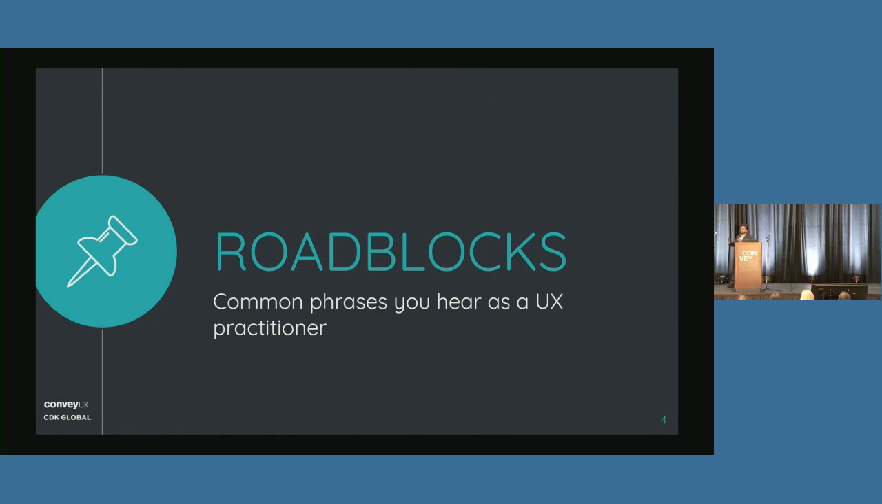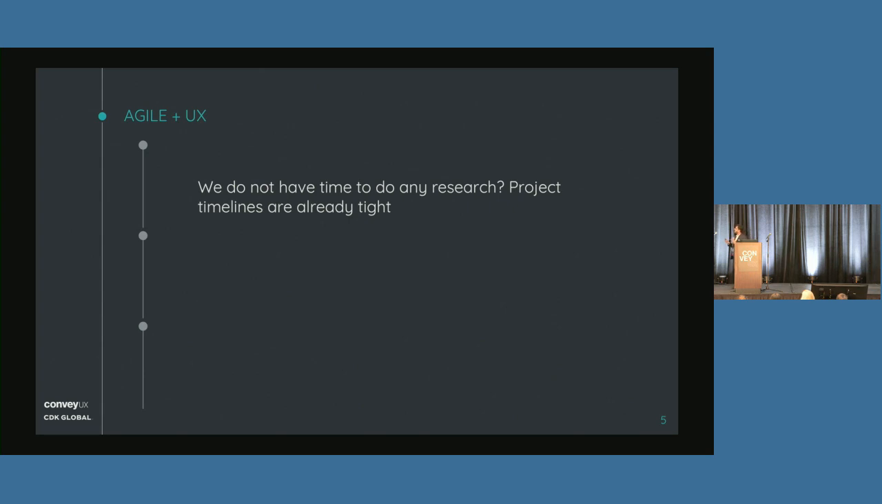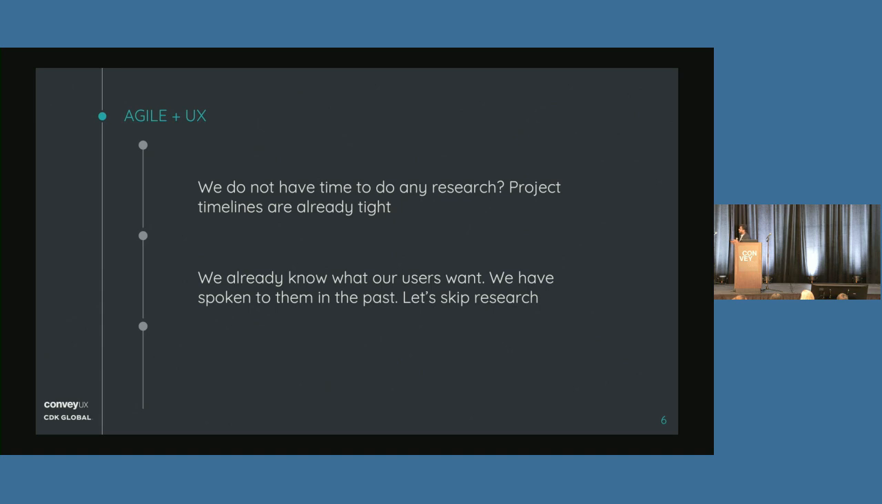So before we jump into talking about the experience map, let's talk about some phrases as a UX or a product person you have heard. We do not have time to do any research. Project timelines are very tight. Have any of the researchers heard that? Lovely. Talking about another aspect which researchers or designers have asked in their team, we already know what our users want. We have already spoken to them in the past. Can we just skip research?